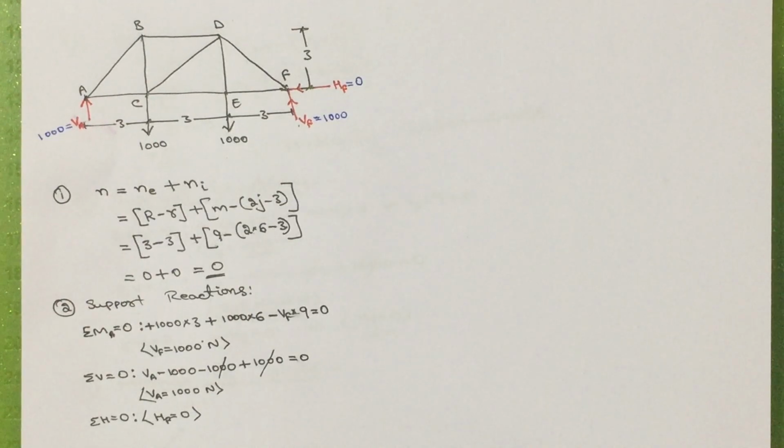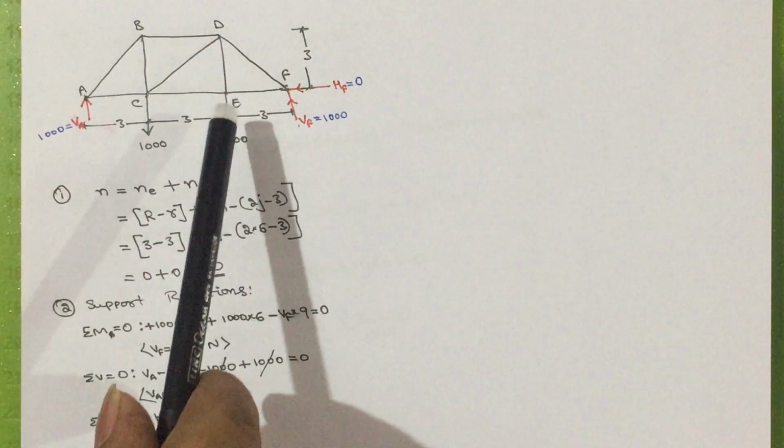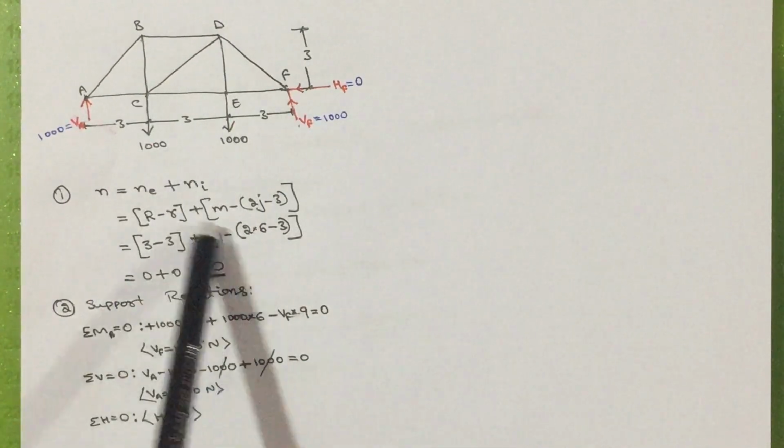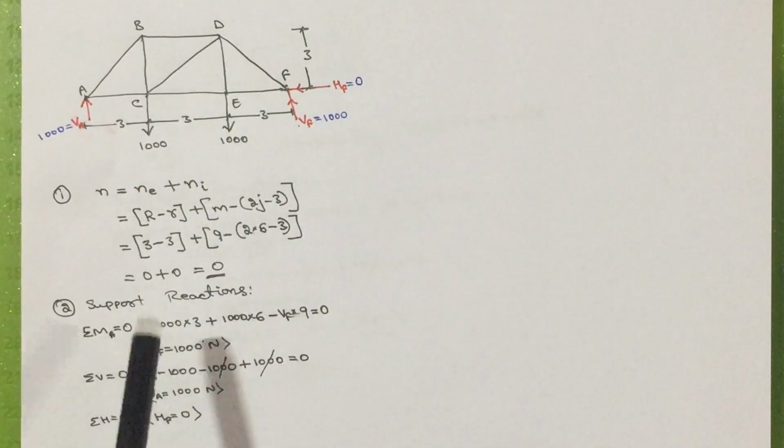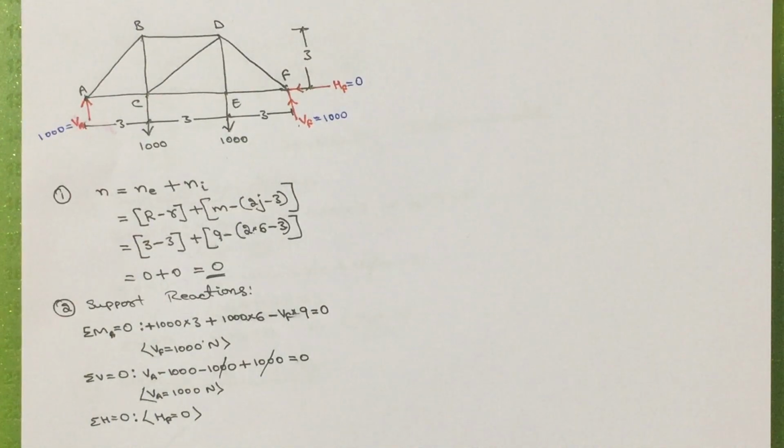Now, the next step is method of joints. This is common steps in method of joints as well as method of sections. In the method of joints, we are going to select the joint, draw the free body diagram, then solve it by using Lami's theorem or the equilibrium conditions.